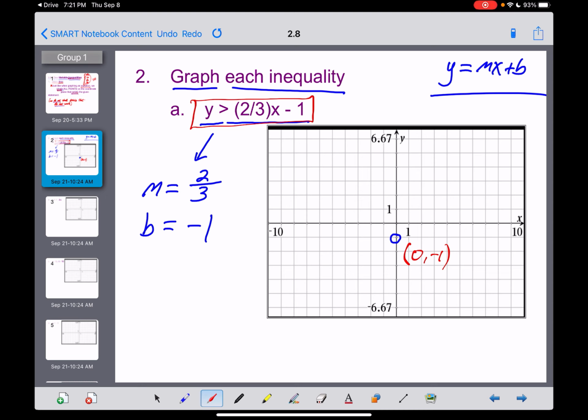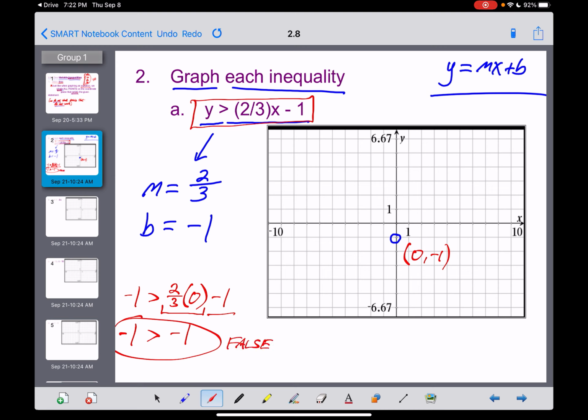I'm going to put the -1 in for y: y is greater than 2/3 times an x coordinate of 0 minus 1. So let's see if it works or not. -1 is greater than 2/3 times 0 is 0, and 0 minus 1 is -1. So I want you to look at that statement right there and think to yourself, is it true or is it false? -1 is greater than -1. That statement, everybody, is false. -1 is not bigger than itself. It's equal to itself, but not bigger than.